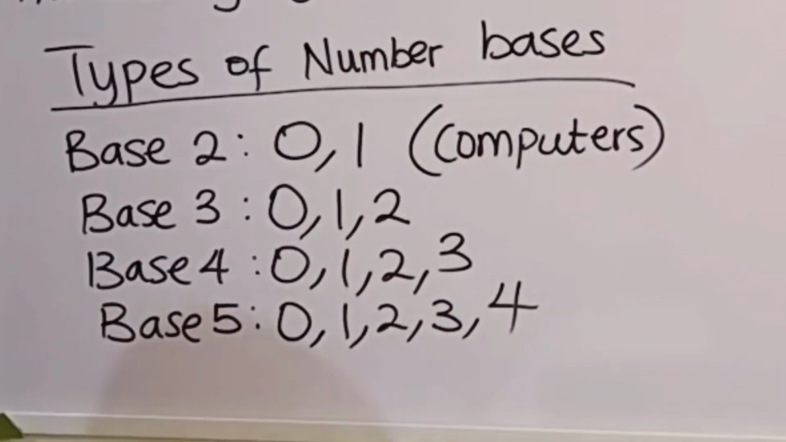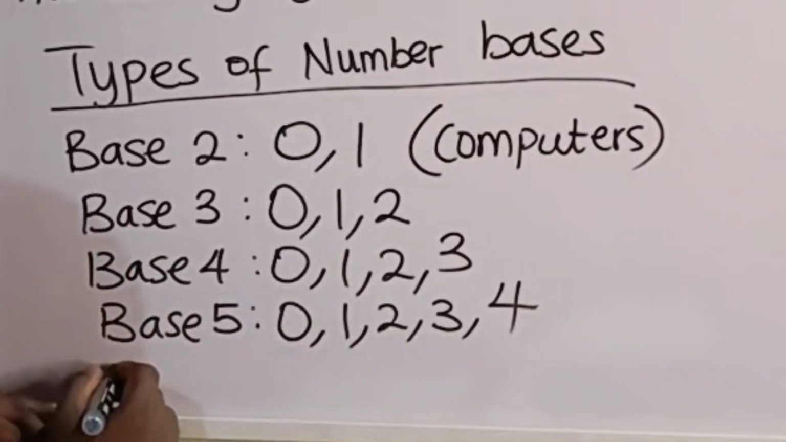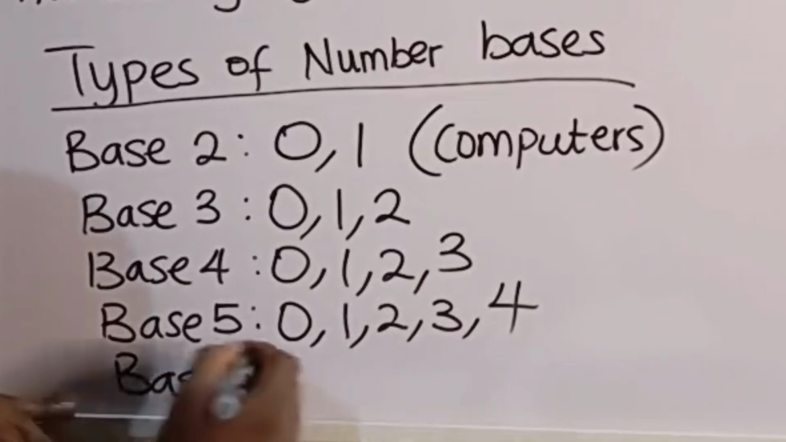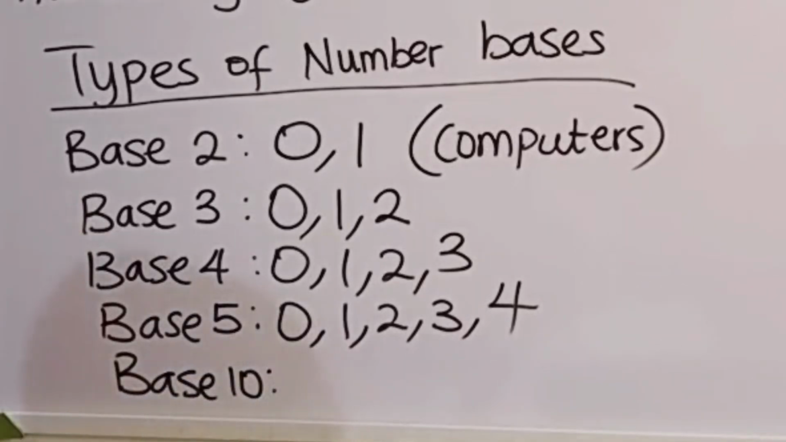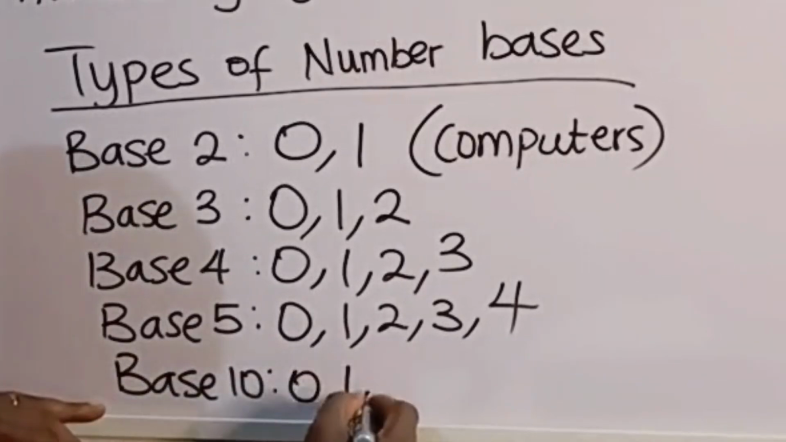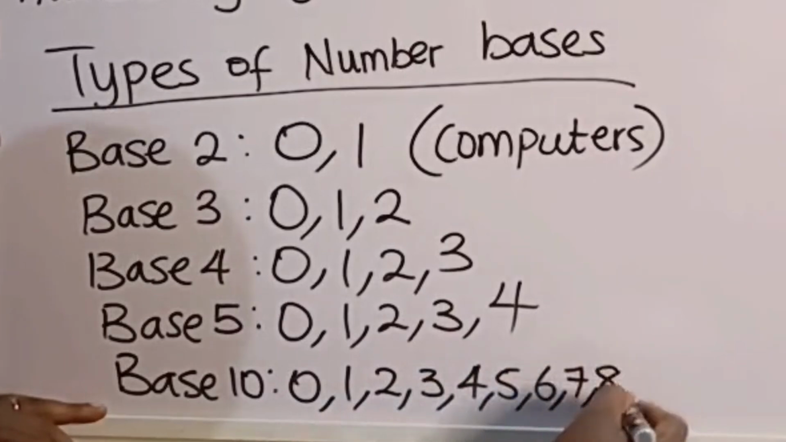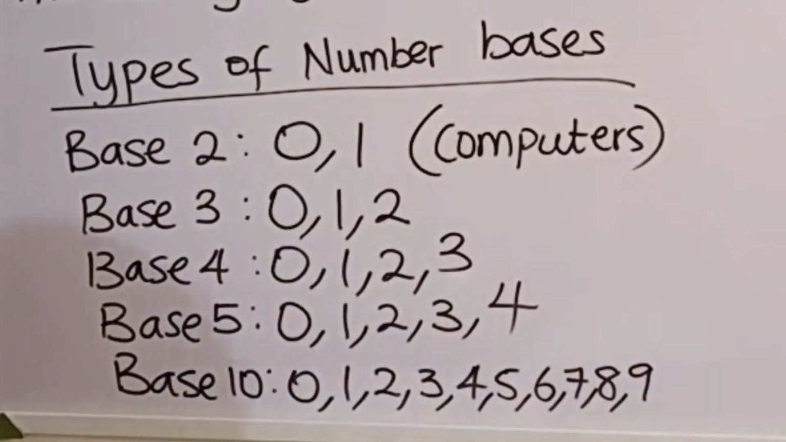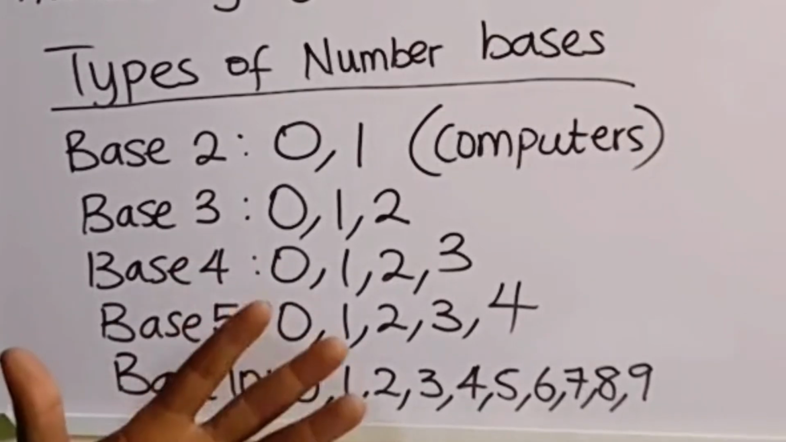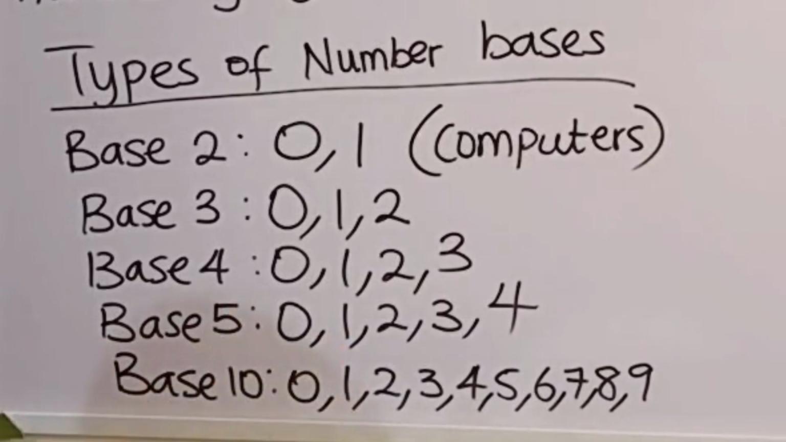Because of space, I'm not going to write base 6, 7, 8, and 9. I'm only going to move to base 10. Base 10 has 10 numbers. The numbers are 0, 1, 2, 3, 4, 5, 6, 7, 8, and 9. Most of us use base 10. I don't know about China, but most persons in Africa, in the US, in the UK, and other parts of Europe use base 10 numbers, right?